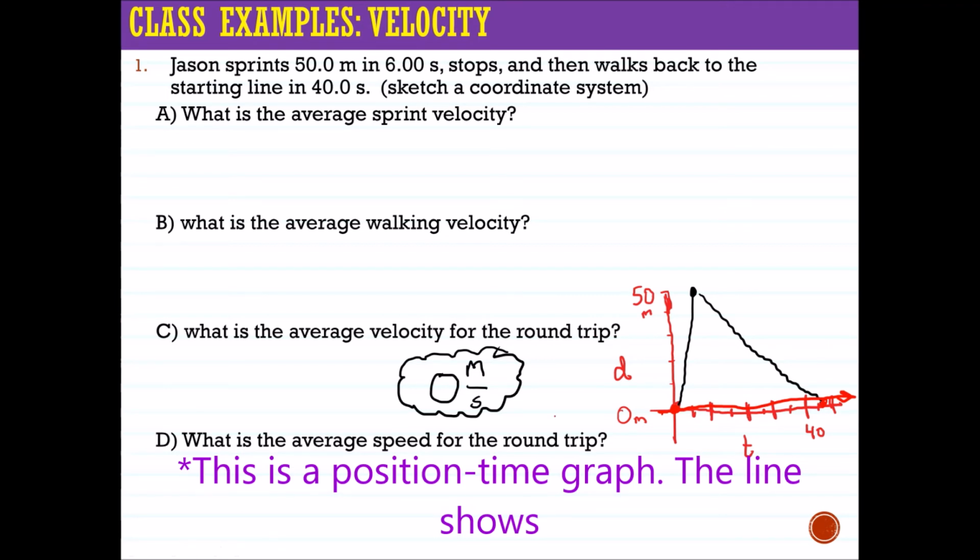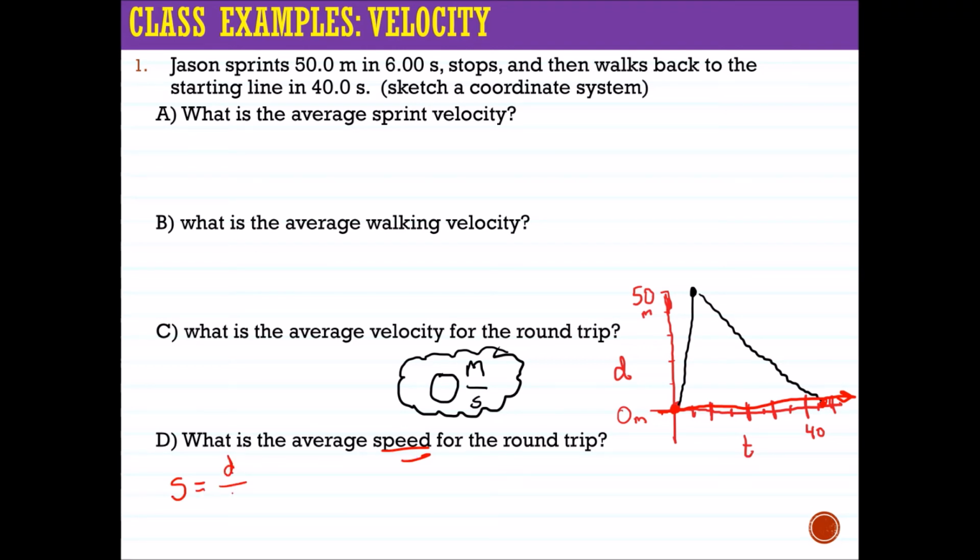On D, what is the average speed for the round trip? Well, speed is total distance over total time, and his total distance covered was 100 meters. And the total time it took him to cover that 100 meters was 46 seconds, making his average speed for the whole trip 2.17 meters per second.